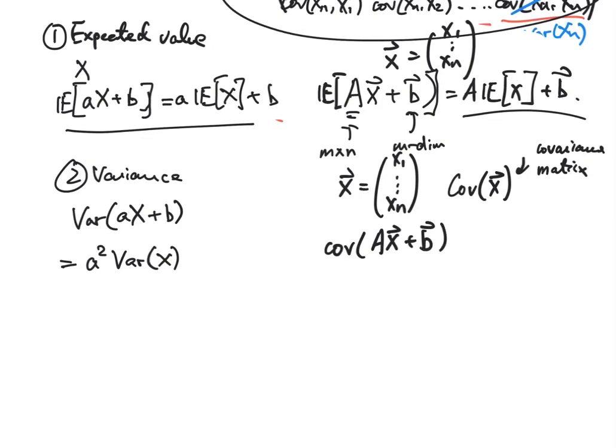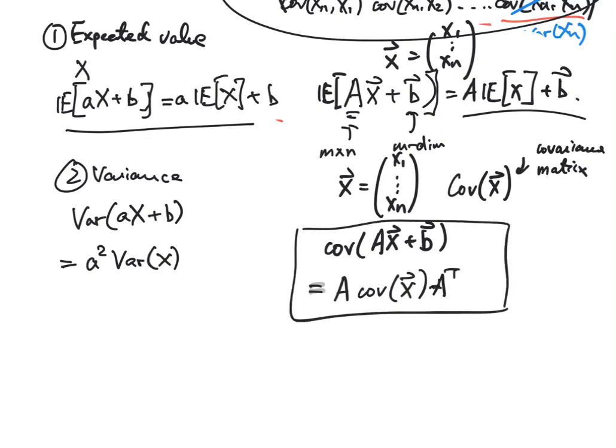Similar setup as we did earlier. Then actually we will have similar results. This one will be equal to a, and then the covariance of the s vector, and then a transpose. So essentially this one is very similar to that.